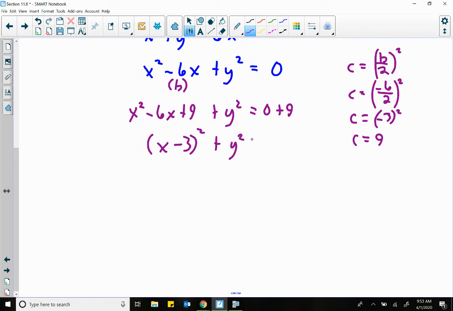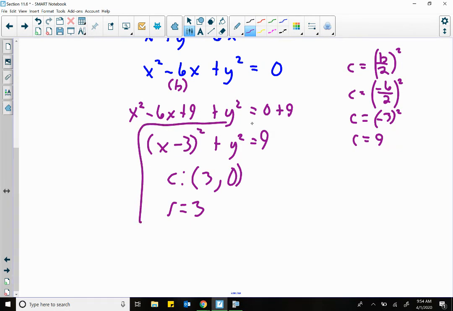Plus y squared, and 0 plus 9 is 9. Because again, this is an equation of the circle, where if you found the center of the circle, it's at 3, because I take the opposite of that number. This guy doesn't have a number with it, so that's 0. And the radius of the circle, take the square root of 9, is 3. So this is really what they're after.